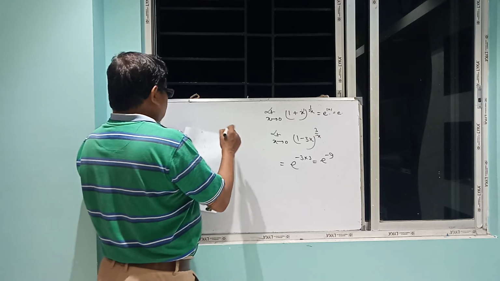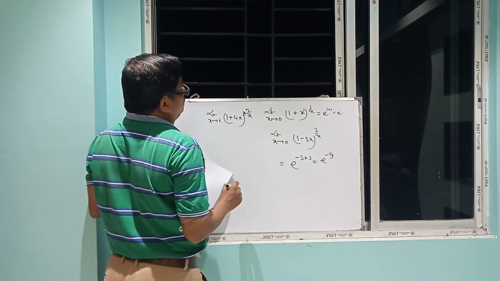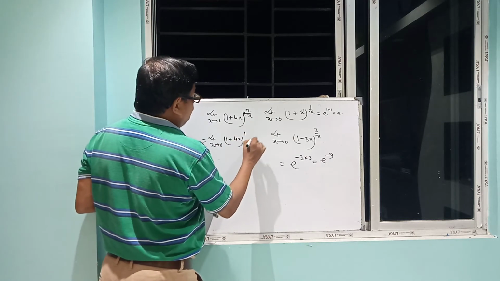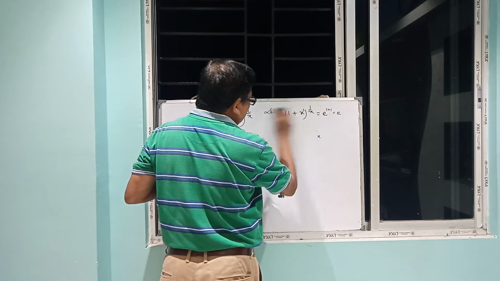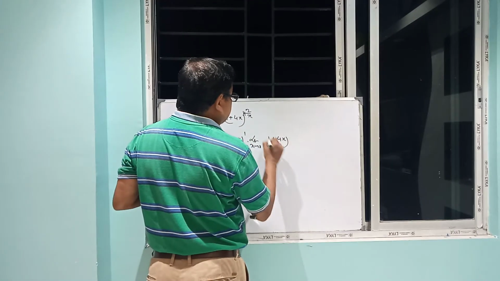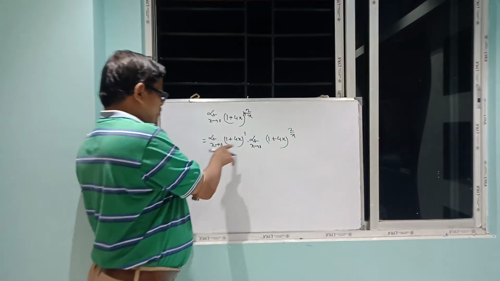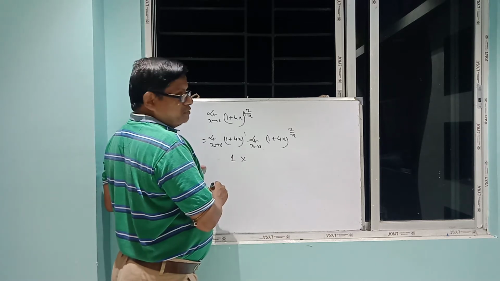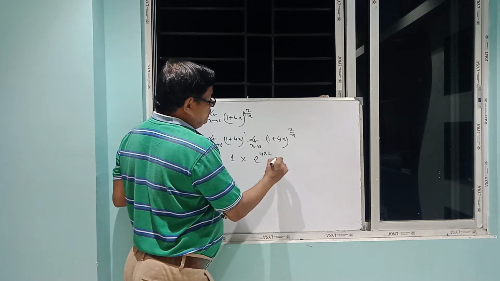Similar way, suppose limit x tends to 0, (1 plus 4x) whole to the power 2 by x. You can write, see, 1 plus 4x, okay, 2 by x. Here the limit of the 1 part is 1, all of you know, okay. Now here, look at here, e, 4, 2, 4 into 2, that is e to the power 8, the answer.